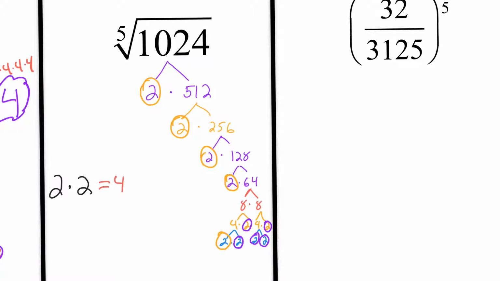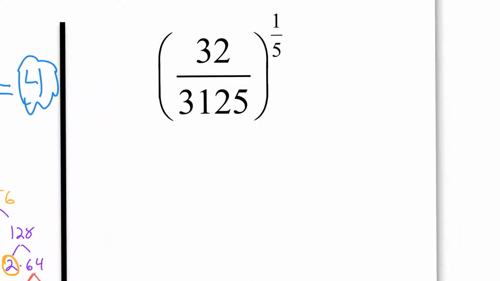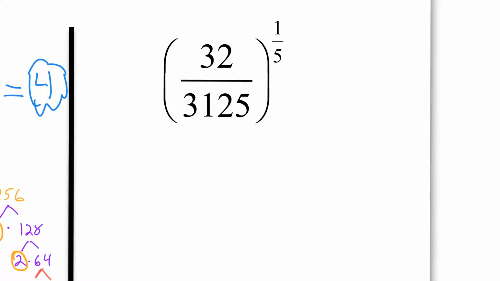So the question is, what is the fifth root of 1024? Well, the answer is 4 right here. And now in this one, if you multiply this by itself 5 times, that's the fifth root. 4 times 4 times 4 times 4 times 4, 5 times, you will get 1024. That's how you check.